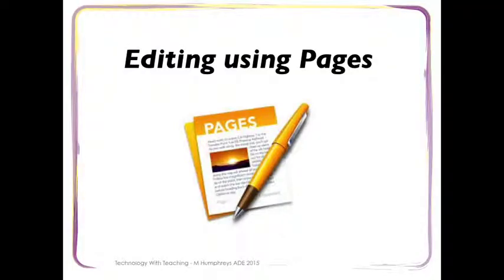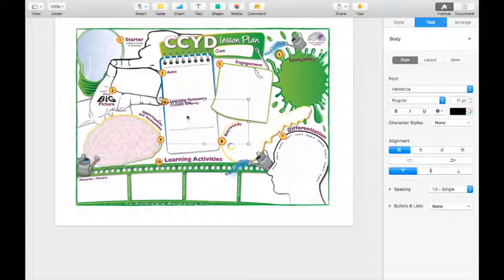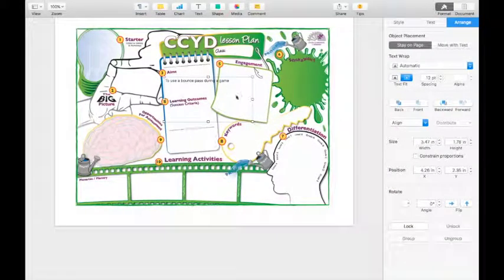And the final option is using Pages. So within Pages, the lesson plan has been sent and locked to the back. So very, very similar to how we use Word. We select the text box at the top and drop our text box in over the top of our lesson plan. Right, the function for this is very, very similar. This is just a preference whether you prefer to use Pages over Word.